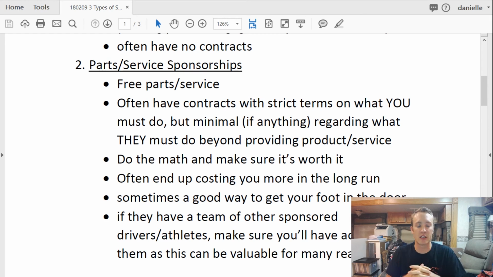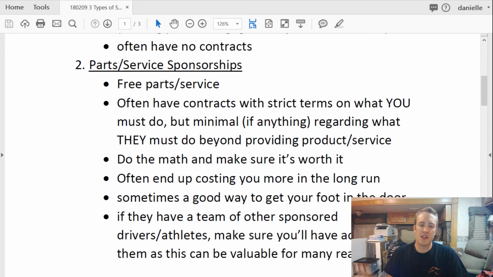So get it in writing, and make sure that they also are expected to do some things like share posts and do shout outs, and whatever you can get them to agree that's going to be beneficial for both parties. It's a partnership, and that's why I actually prefer the term partner instead of sponsor.